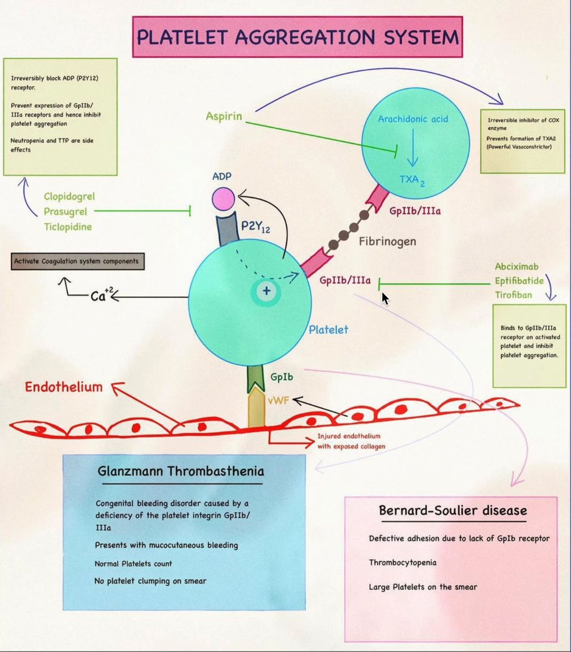Another important point related to clinical pharmacology is the inhibition of glycoprotein 2b and 3a. We have multiple drugs like eptifibatide, tirofiban, and abciximab which inhibit this receptor, and as a result we have decreased platelet aggregation. So we have a disease related to platelet adhesion defect, which is Bernard-Soulier syndrome, and a disease related to defective aggregation, which is Glanzmann thrombasthenia. As well, we have two pharmacologically important classes which inhibit platelet aggregation, and these are ADP receptor antagonists and glycoprotein 2b and 3a receptor antagonists.